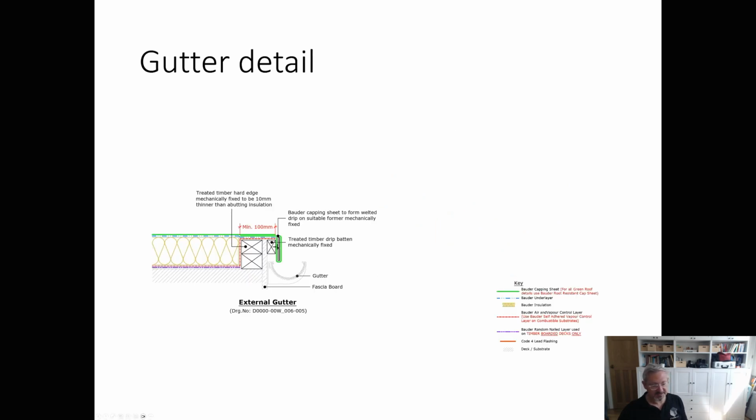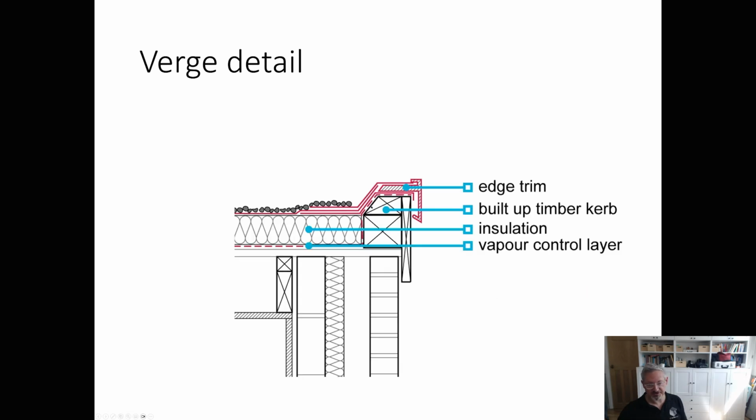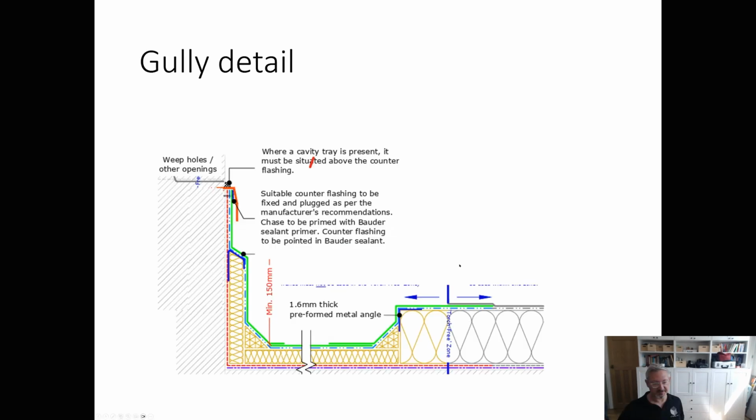The gutter detail, I've got that planned out along the front of the garage, and the edge trim along the side of, remember I said that we're going to have an edge which is completely horizontal, so that any fall in the roof isn't visible. And this is the gully detail that I want to build, so that we've got runoff into a gutter.